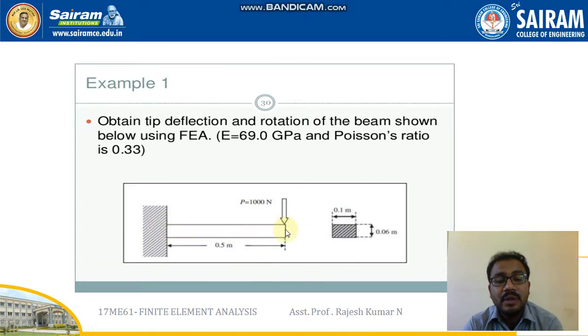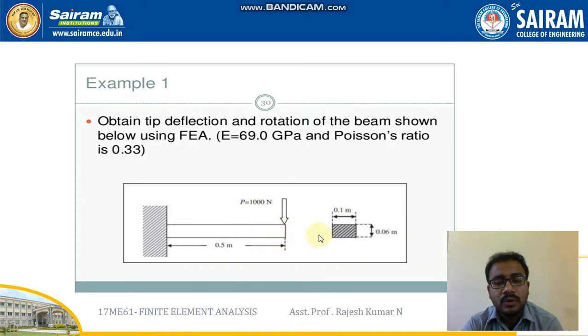A cantilever beam is given of rectangular cross section where the left end is fixed in all degrees of freedom. At the right end of the cantilever beam, a point load of magnitude 1000 Newton is applied. Length of the beam is given as 0.5 meter, and since the cross section is a rectangle, the width and height values are given. Width is 0.1 meter and height is 0.06 meter.